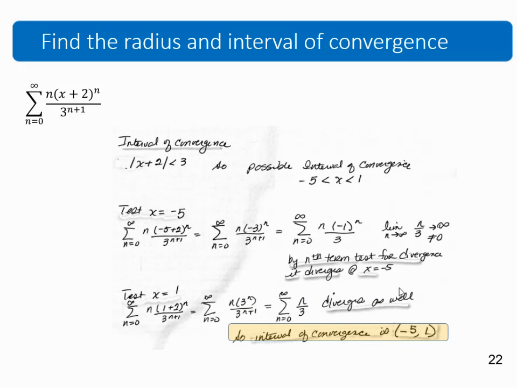So now we want to determine the final interval of convergence. So we know that this is centered at x equal to -2. And so when you work out this absolute value problem here, you will get our possible interval of convergence to be -5 to 1. And so now we want to test out x equal to -5. And so we substitute -5 in for x.